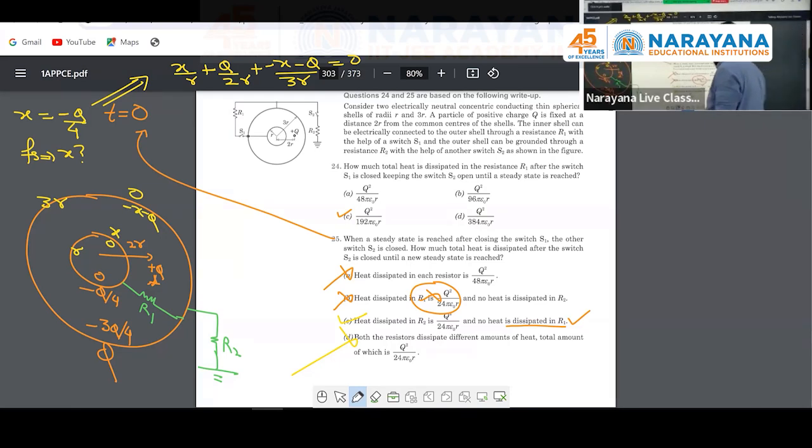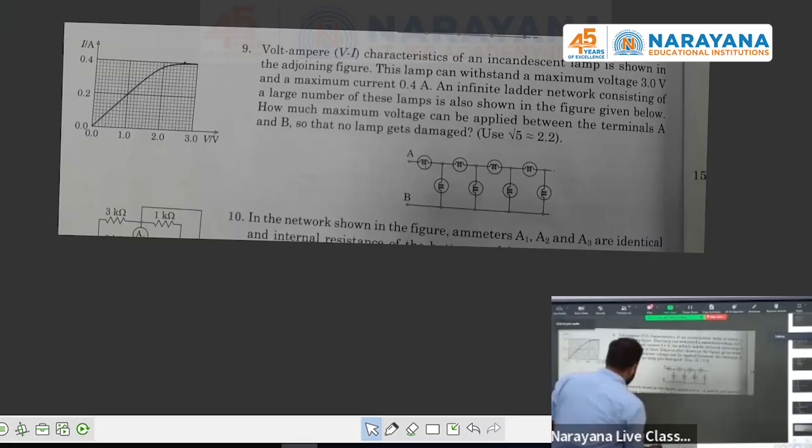डी में क्या है? Both the resistors dissipate different amounts of heat. अब different amount कहना बड़ी अजीब बात है, because एक ने तो जीरो किया है. वो पता नहीं, let IIT decide whether he will give only C or C or D. Because technically different amount doesn't make any sense because heat is not being generated.